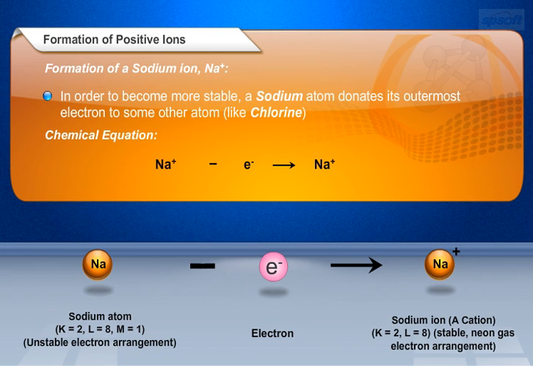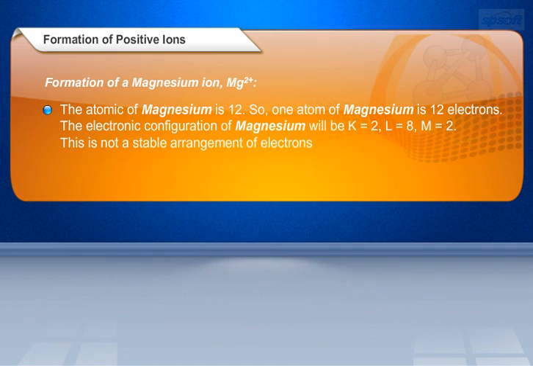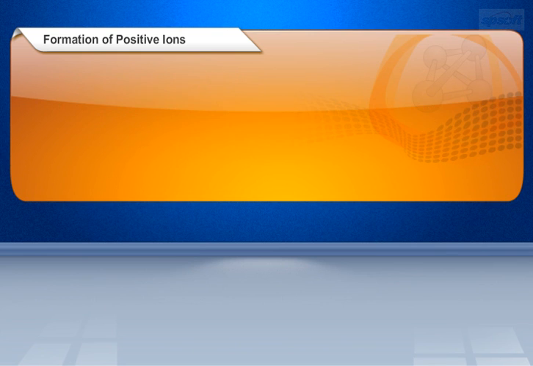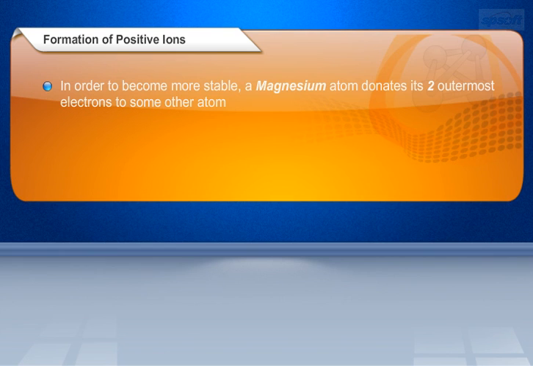Let us see another example for the formation of positive ions. Magnesium ion. The atomic number of magnesium is 12. So, one atom of magnesium has 12 electrons. The electronic configuration of magnesium will be K equals 2, L equals 8, M equals 2. So, the magnesium atom doesn't have a stable arrangement of electrons. In order to become stable, the magnesium atom donates its 2 outermost electrons to some other atom.